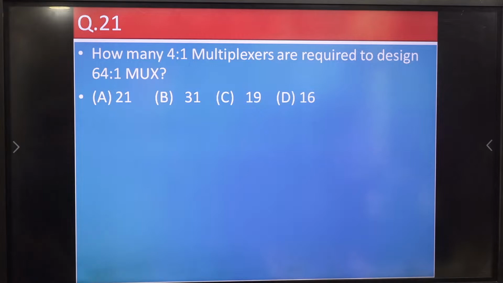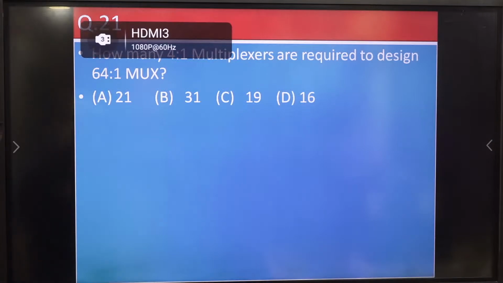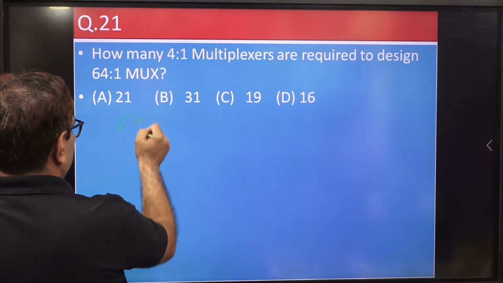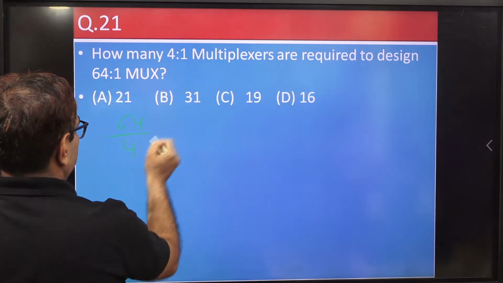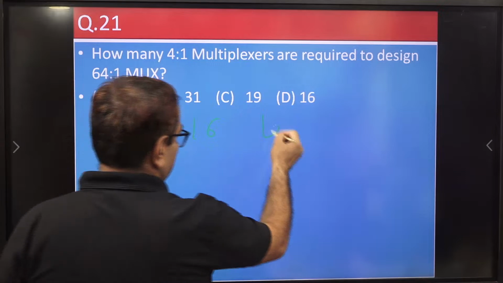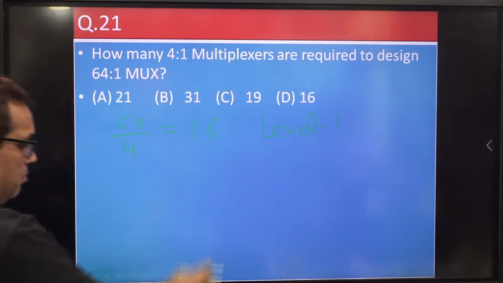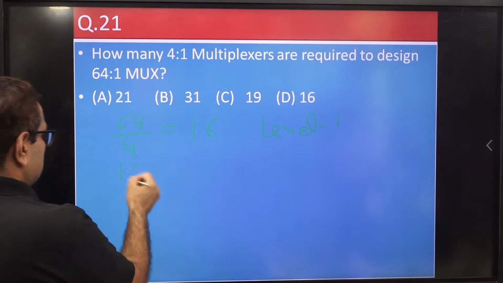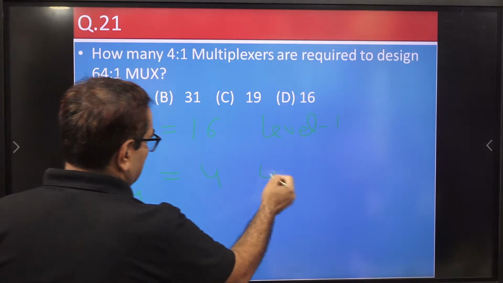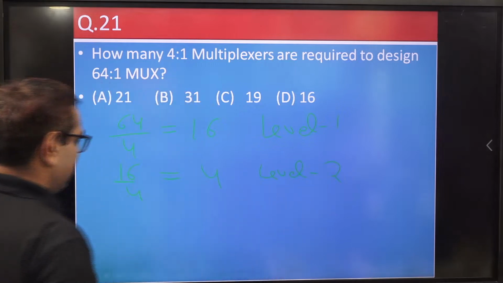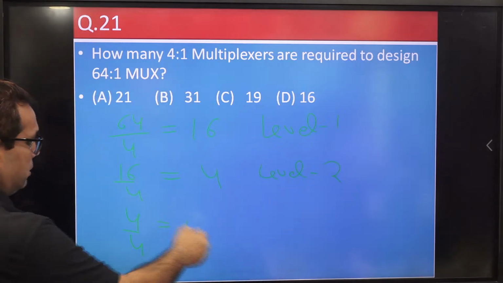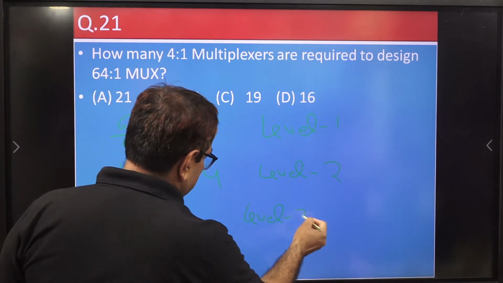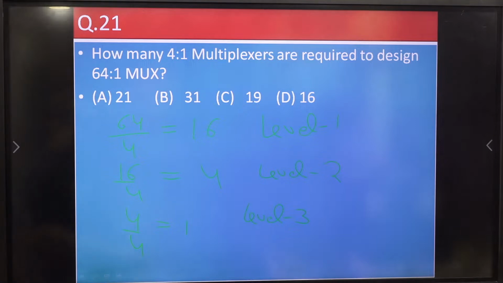Very good. So this is the correct answer, 21. How do we compute this? We just divide 64 by 4, so we get 16. So in level 1, the first stage, we need 16 multiplexers. In the next stage, 16 by 4 is 4, so in level 2 we need 4 multiplexers. Then 4 by 4 is 1, so in the last stage, level 3, we need 1. So the total number of multiplexers required is 16 plus 4 plus 1, that is 21. A is the right answer.